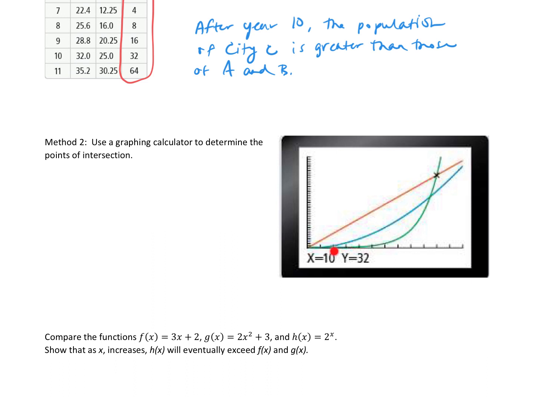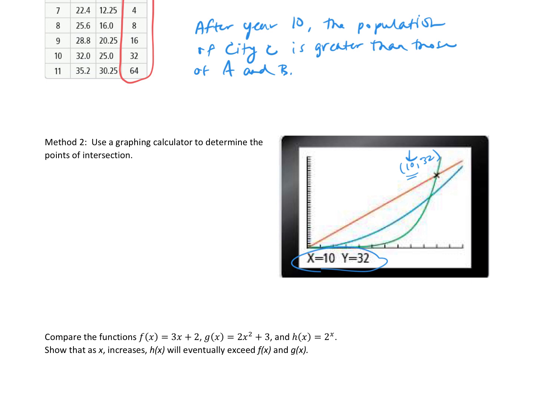We can see that this function is less than the other functions. At this point, the population has increased and gotten higher than the population of city B. And here's the point after which the population is greater than the others, as our x's continue, as we move out in number of years. This mark is that ordered pair, that's what this tells us down here, that's 10, 32. So after year 10, city C will have a population that exceeds, it will now be greater than the other 2 populations.